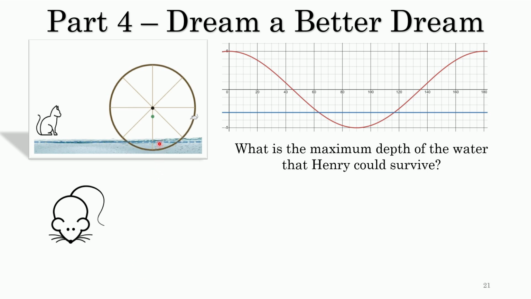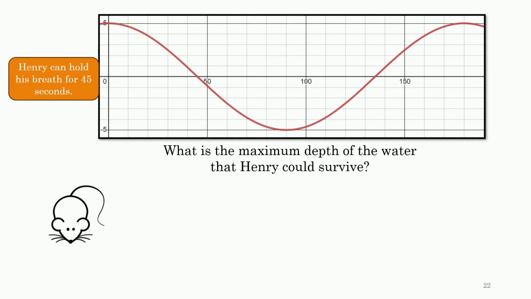So we can just lower this level so that he's underwater for 45 seconds. So what's the maximum depth of the water on the water wheel that Henry could survive? Let's go ahead and see if we can set that one up. Why don't you try it too? Go ahead and pause the video and then come back when you're ready because we're going to get into it right now.